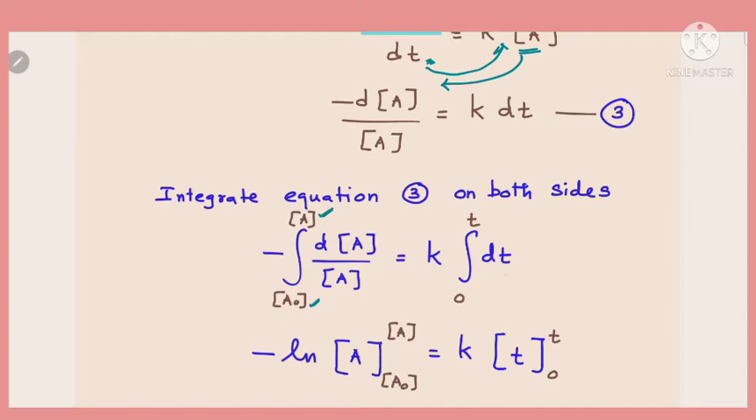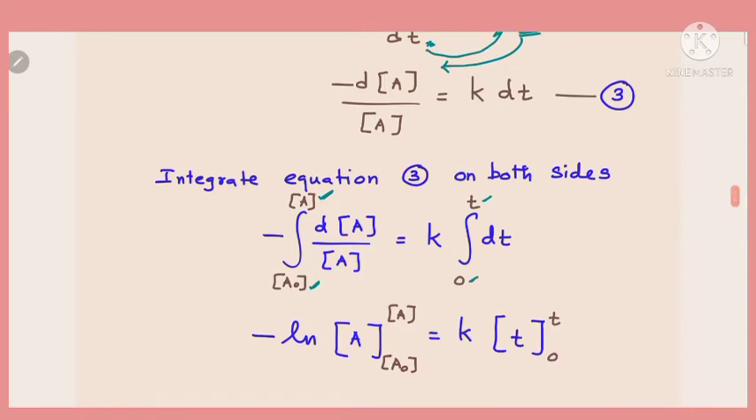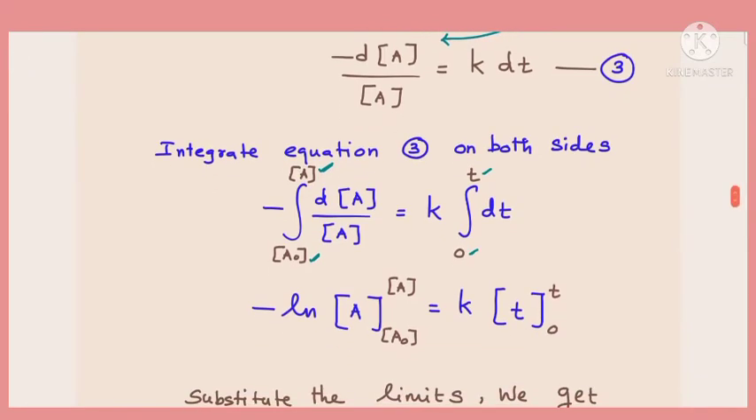Okay, similarly, on the right hand side, dt is integrated with limits 0 and t. Lower limit 0, time 0, and upper limit t, time t. Now the integration of dA by A is nothing but ln A. Already there is a negative sign, so it becomes minus ln A with limits A0 and A.